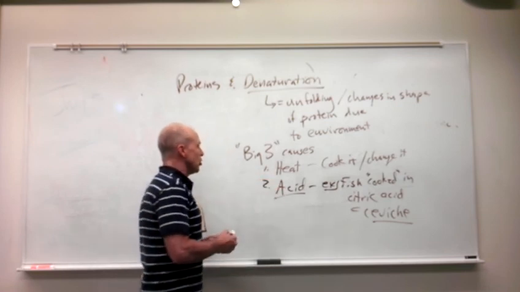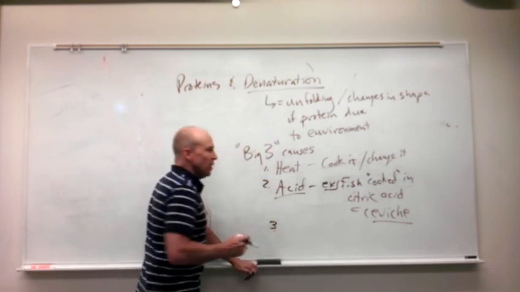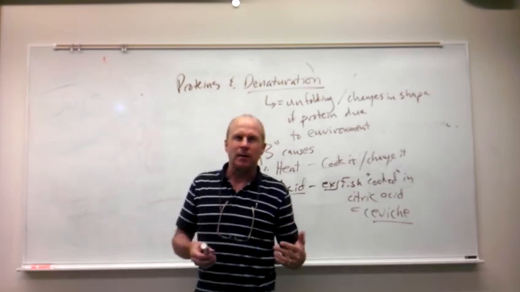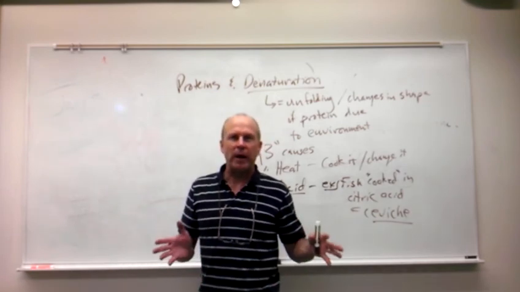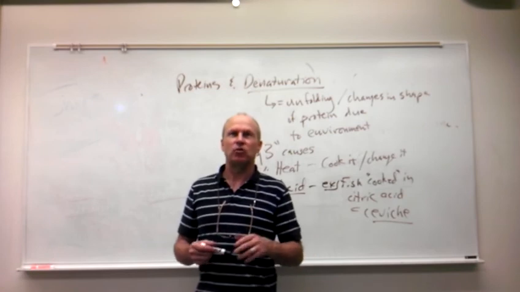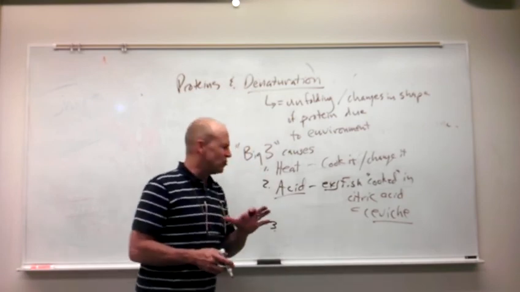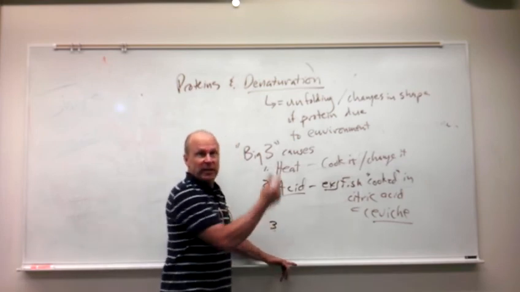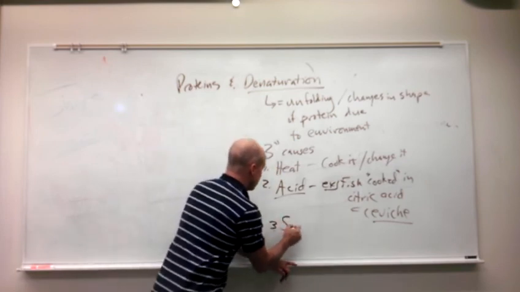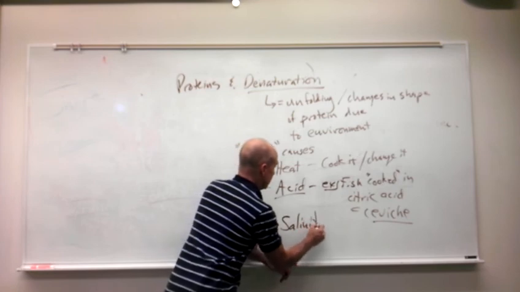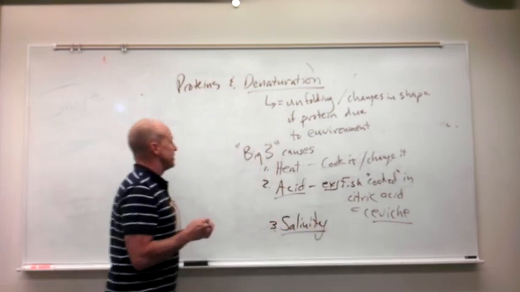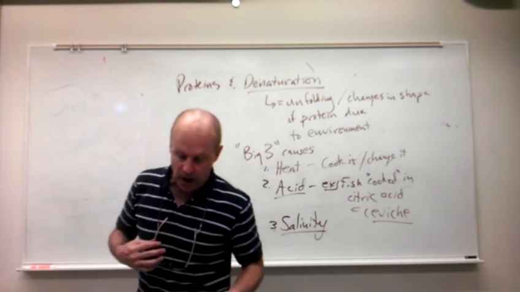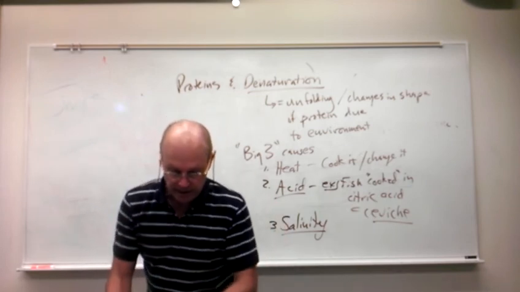Okay, so that's acid cooking. Heat cooking, acid cooking, and then the last one, another way to change proteins. Think bacon. Think, if you're from the South, country ham. Think beef jerky. That's dried much more so than the other two. But salt curing is really denaturing proteins by salt. So salinity. Salinity is our third causing phenomenon that denatures proteins.